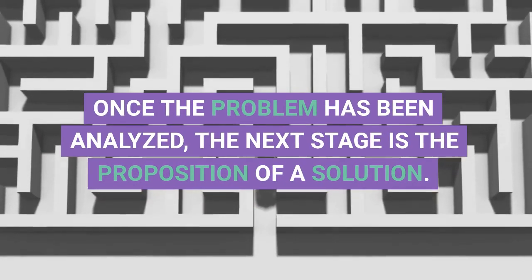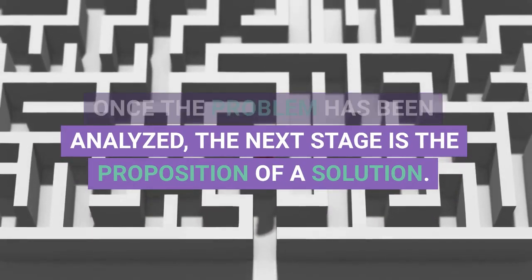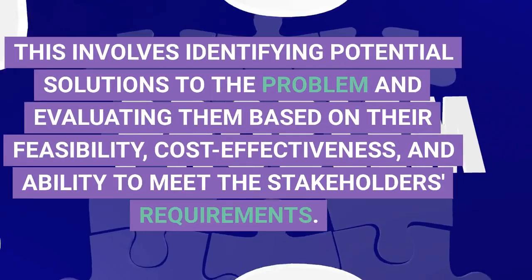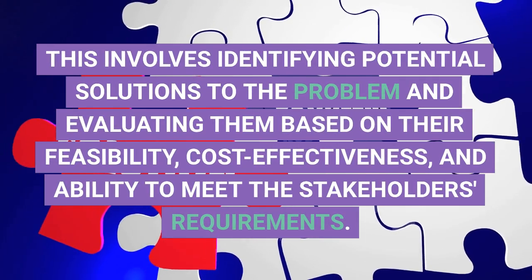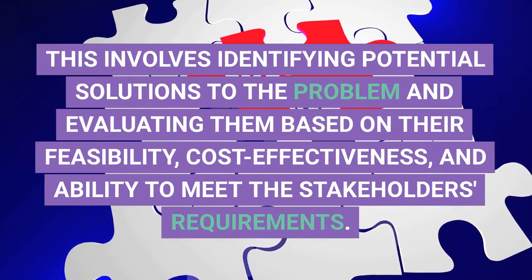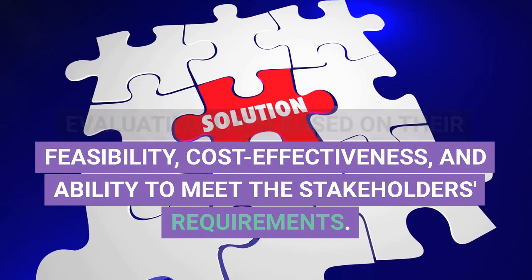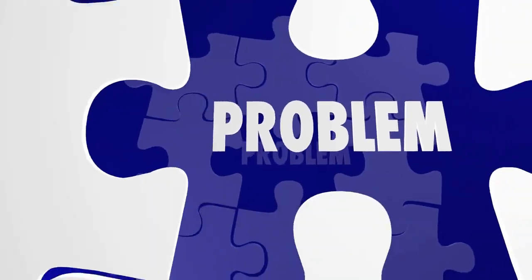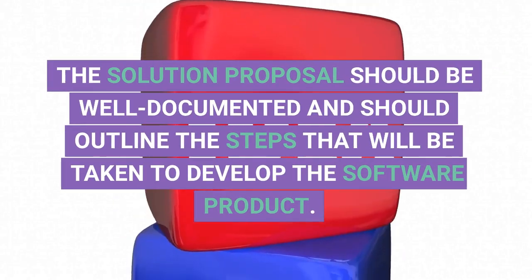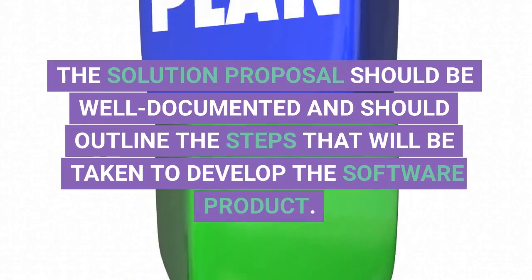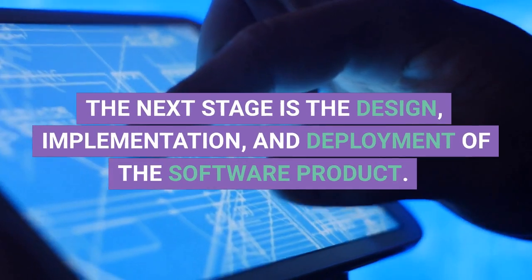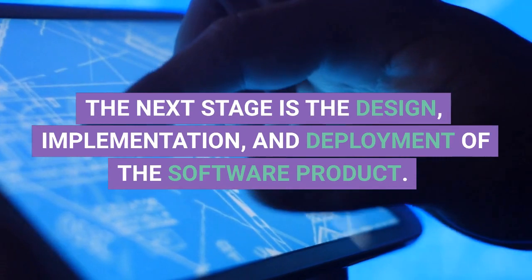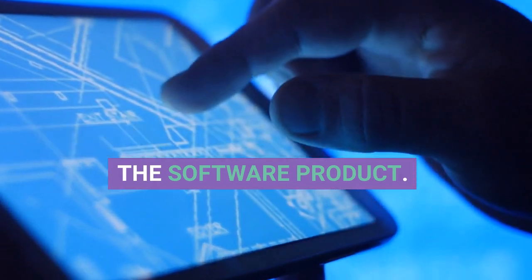Once the problem has been analyzed, the next stage is the proposition of a solution. This involves identifying potential solutions to the problem and evaluating them based on their feasibility, cost-effectiveness, and ability to meet the stakeholders' requirements. The solution proposal should be well documented and should outline the steps that will be taken to develop the software product. The next stage is the design, implementation, and deployment of the software product.